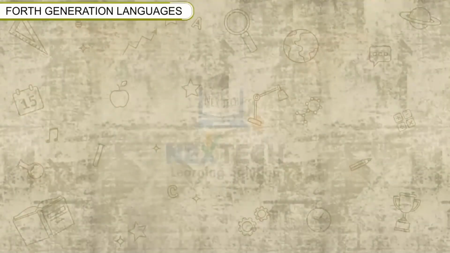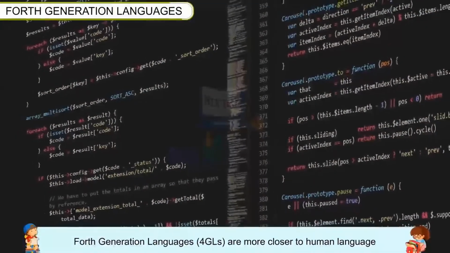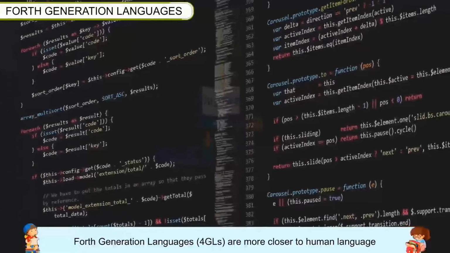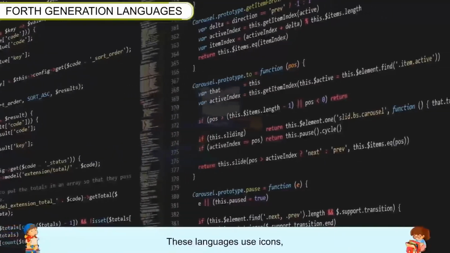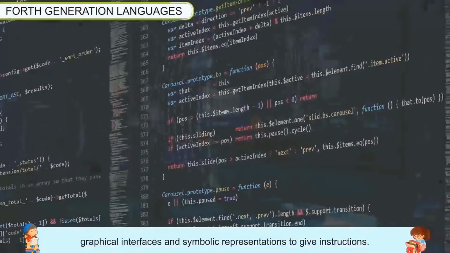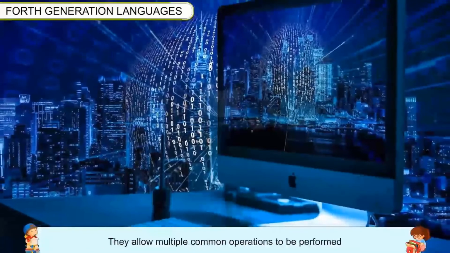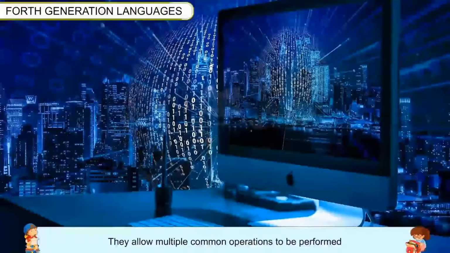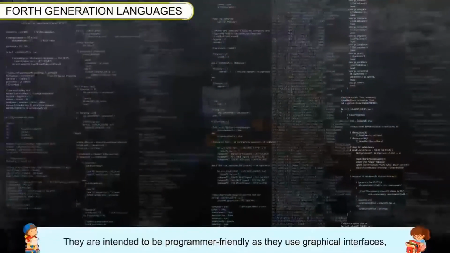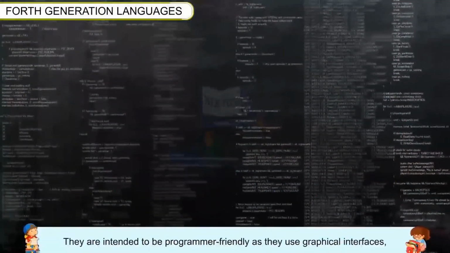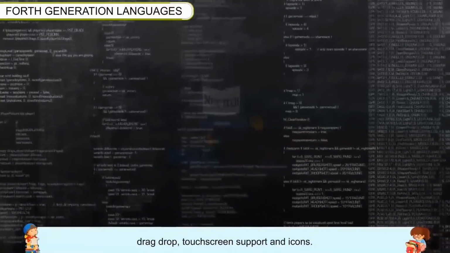Fourth generation languages. Fourth generation languages, 4GLs, are closer to human language than other high-level languages. These languages use icons, graphical interfaces, and symbolic representations to give instructions. They allow multiple common operations to be performed with a single programmer-entered command. They are intended to be programmer-friendly as they use graphical interfaces, drag-drop, touchscreen support, and icons.